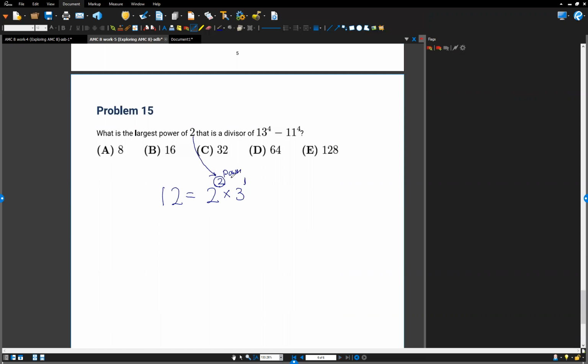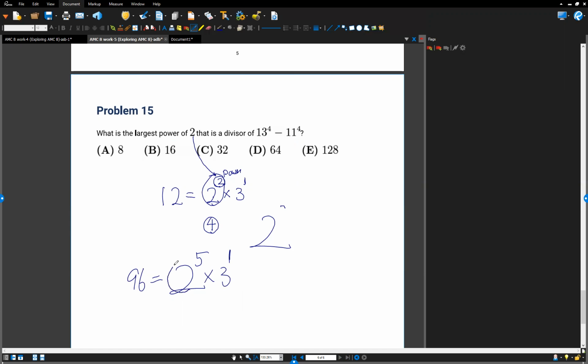the exponent, okay? So total is how much? 2 squared is what? 4, isn't it? That is what we call the power. I'm going to use some different number, okay? 2 to the 5 is 32, right? When you have 32, what is the largest power? I'm going to use 96. 96 is 2 to the 5 times 3 to the 1, right?